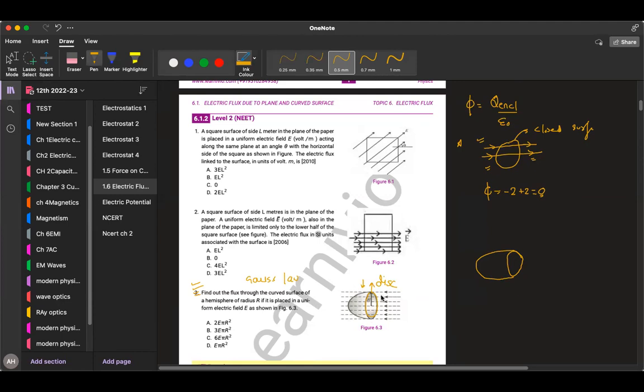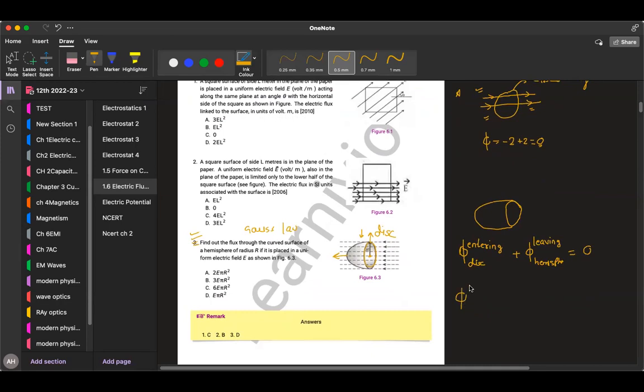So you can say flux entering the closed surface will be equal to flux leaving the closed surface, so the net flux enclosed by the closed surface is zero. If you look at this diagram clearly, the flux is entering through the disk, and it is leaving through the hemisphere. So the flux which is entering through the disk plus the flux which is leaving the hemisphere should be equal to zero. So you can write that flux leaving the hemisphere should be equal to negative of flux entering the disk.